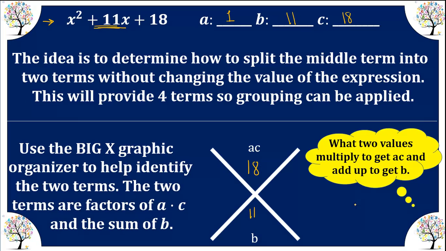So our factors of 18 are 1 and 18, we have 2 and 9, and we have 3 and 6. So here are the combinations that we have to choose from. We know that if we were to use 2 and 9, 2 times 9 gives us 18, and it also adds up to 11. So these are going to be the two factors that we will use to rewrite this 11x into two terms.